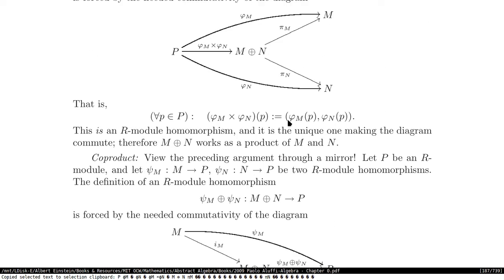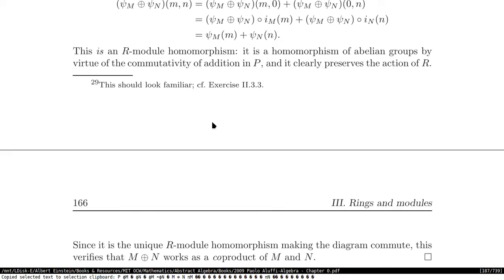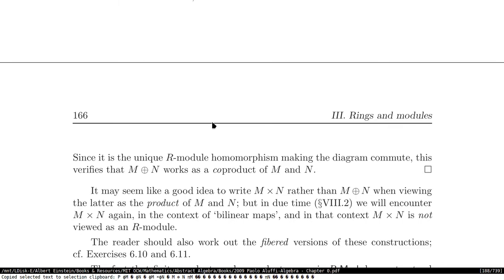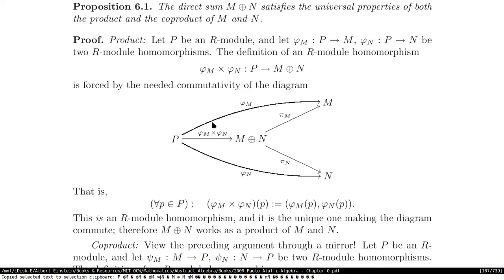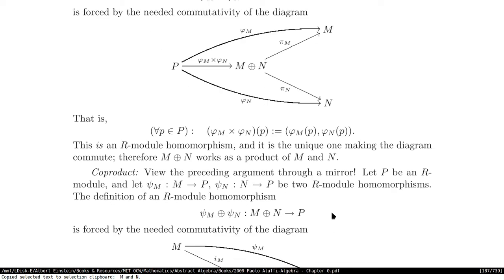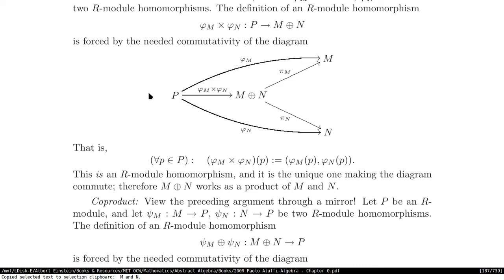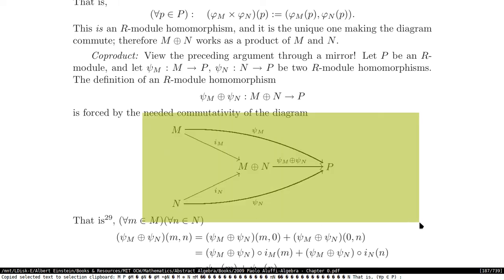And this is going to be an isomorphism when... Wait, when is it going to be an isomorphism? It's an isomorphism if you have two products. So that's showing a uniqueness of products up to isomorphism. Right. Yeah. Okay. So M ⊕ N, which is the direct sum, works as the product of objects M and N in the category of modules. So, nice. Co-product, view the preceding arguments for a mirror. Okay, this whole diagram is the reflection.